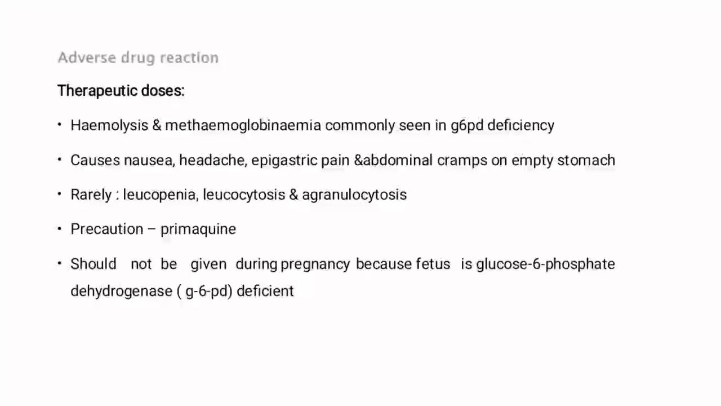Then precautions: primaquine should not be given during pregnancy because the fetus may have G6PD deficiency. The fetus has glucose-6-phosphate dehydrogenase deficiency, and then it does not remain active.